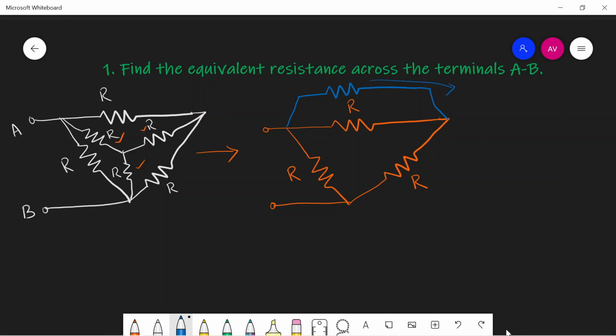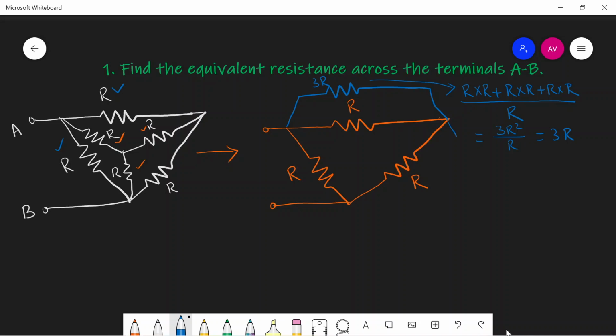This value will be R into R, that is adjacent resistors multiplication, R into R plus R into R plus R into R divided by opposite resistance, that is R, which is equal to 3R square by R, that equal to 3R. So this is the value of 3R.